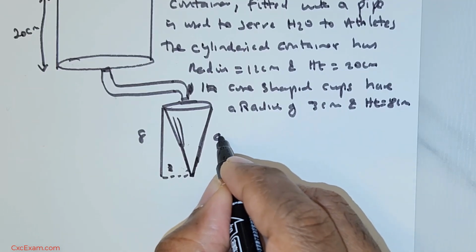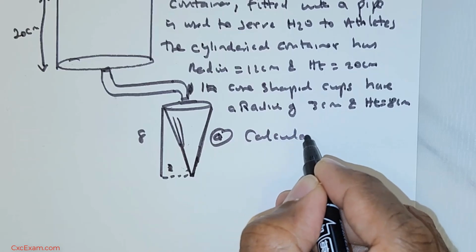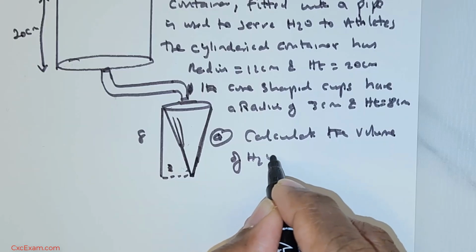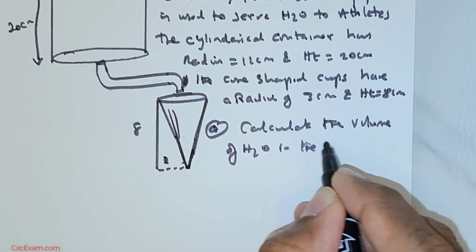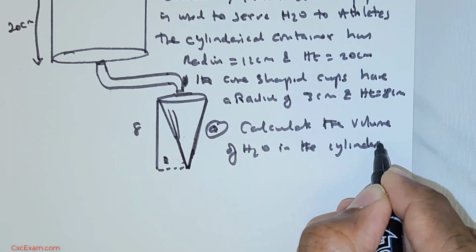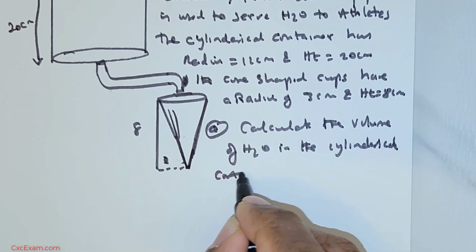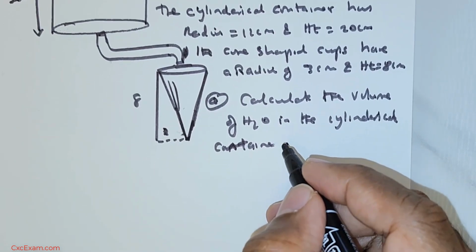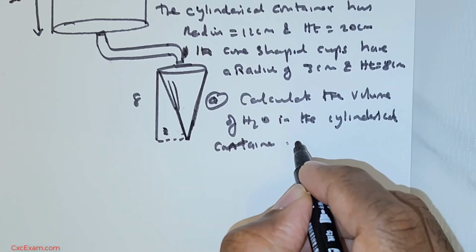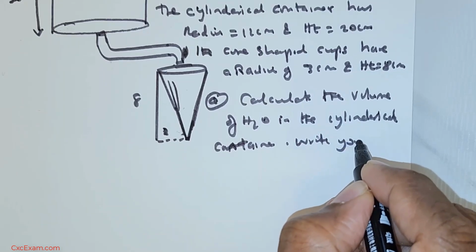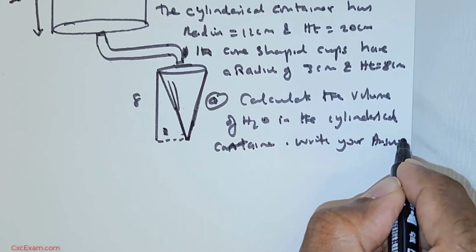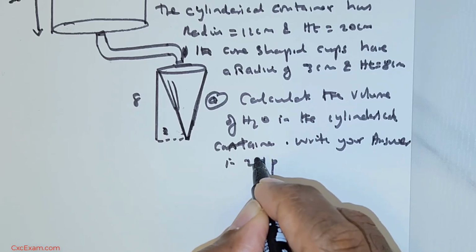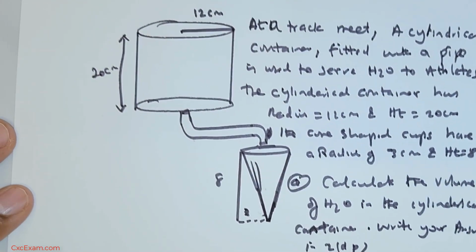Now question number one is calculate the volume of water in the cylindrical container. So they're asking us to write your answer in 2 decimal places. This is one part of the question.